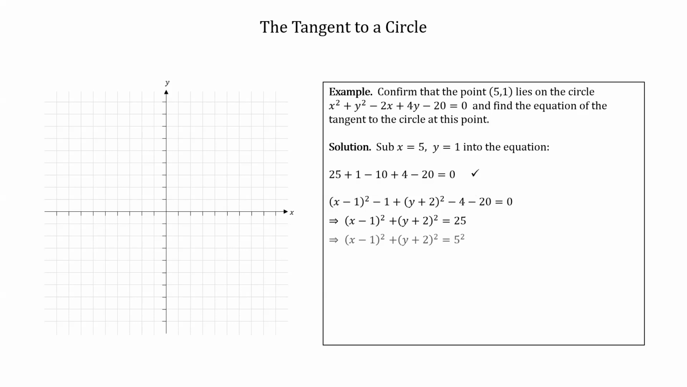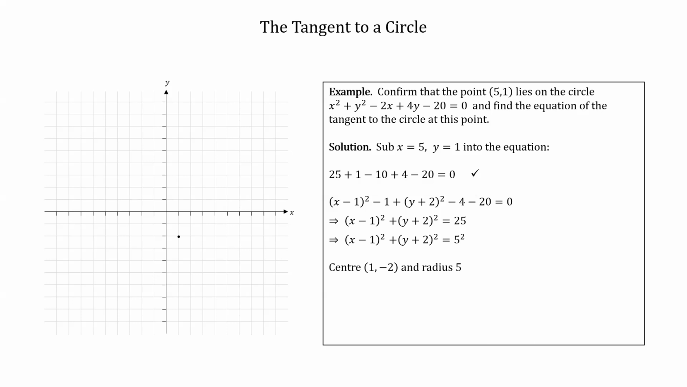And I'm just going to write that 25 as 5 squared, because now we can see the coordinates for the center of the circle and we can see that its radius is 5. So the coordinates for the center are, well, we have x minus 1 and y plus 2, which is the same as y minus minus 2. So the center has coordinates (1, minus 2), and the radius is 5, because we have that 5 squared on the right hand side. So let's put a point on our axes at (1, minus 2), which is here.